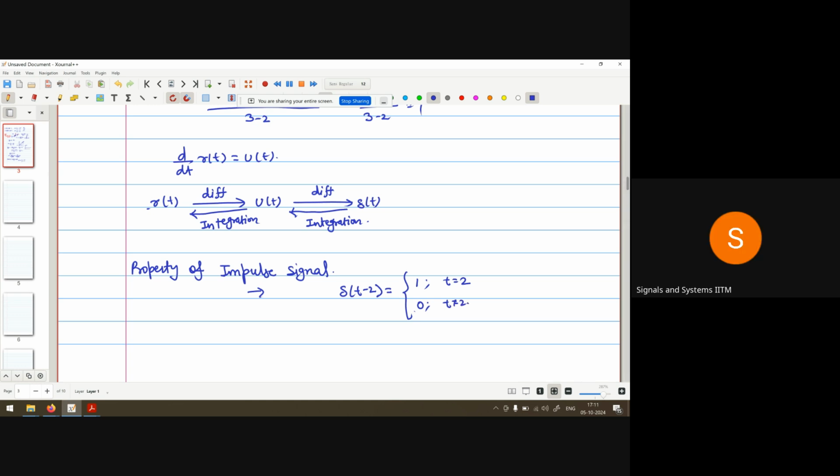Okay, so every time if I am talking about the impulse signal, the signal value should be 1 when this term should be 0. Del of t minus 2 should be 0. If this value is not equal to 0, we can say the value will be 0. For example, if t is equal to 3, this value will be 0.